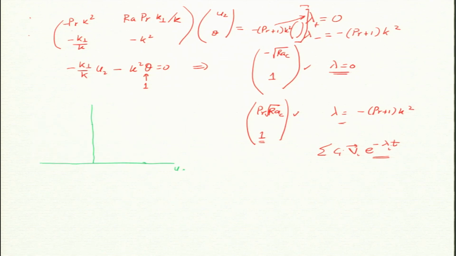So, this is my u2 direction and the theta direction. Theta is the y axis and u2 is the x axis. Yes, you are right, thank you. So, what is the first one? The y axis is 1, right, I am choosing theta to be 1 for both of them. The first one is minus the square root of Rayleigh critical. So, this is minus square root Rayleigh critical.